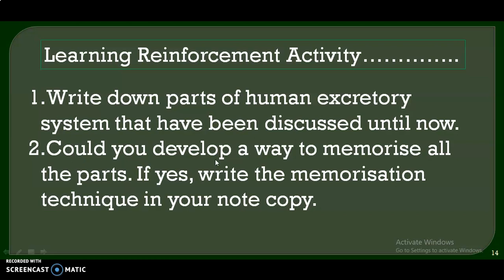कि क्या आप कोई रास्ता निकाल सकते हैं जिससे कि आप ह्यूमन एक्सक्रीटरी सिस्टम के सारे पार्ट्स को बड़े आसानी से याद कर सके? अगर आपके पास कोई ऐसा मेमोराइजेशन टेक्निक है तो आप अपने नोट कॉपी में लिखेंगे. So you have two learning reinforcement activities. First, you have to write down parts of human excretory system that have been discussed until now. And second, could you develop a way to memorize all the parts? If yes, then write the memorization technique in your note copy.